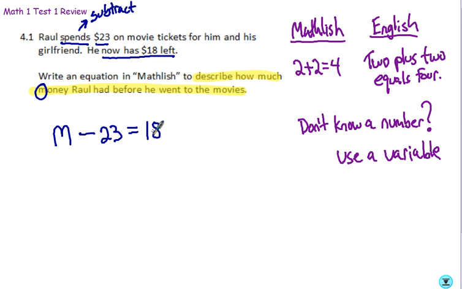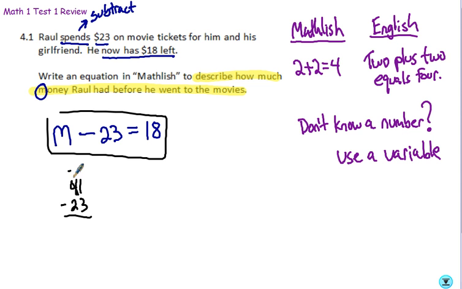So what I did is I translated all these words from English into Mathlish. I don't necessarily need to solve that, but if you wanted to solve it just for fun, it looks like it would end up being 41, because 41 minus 23, if we had to borrow there, would give us 18. But we didn't even really need to solve that. The point of this question was really just to translate. All right, so go ahead and pause now. Try 4.2.